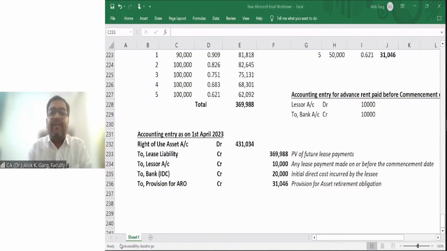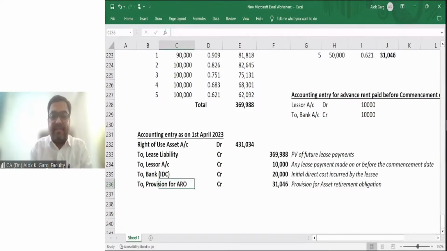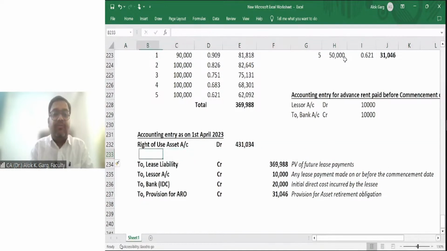What is the accounting entry in this case? In this case, your bank account will be debited and your ROU will be credited. Your ROU will be credited, and by this, your bank account will be debited.